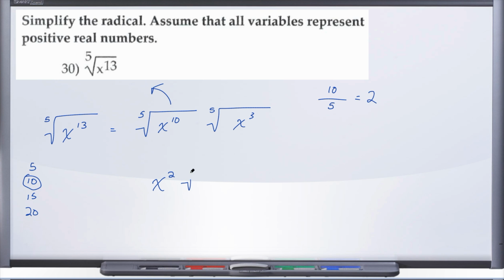And then we simply rewrite our garbage radical or bad stuff radical. So our final answer here is x squared times the fifth root of x cubed.